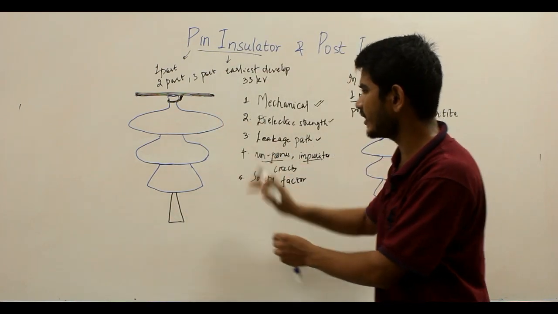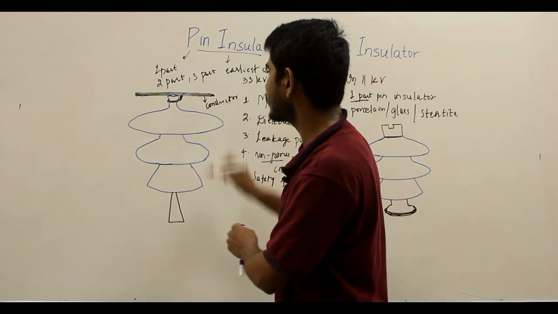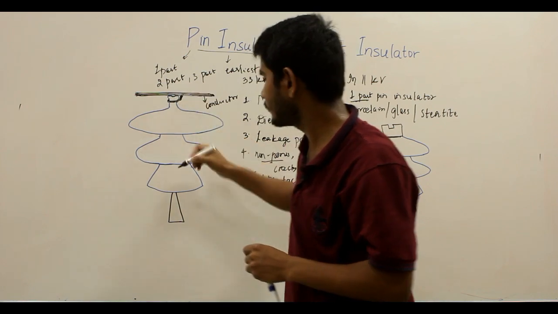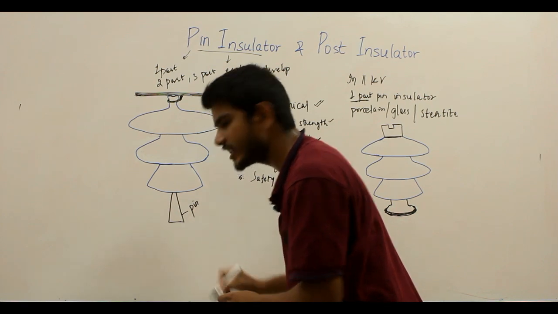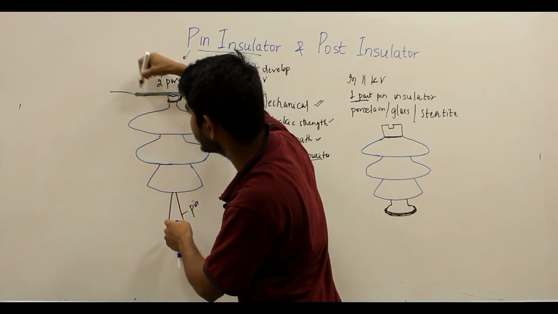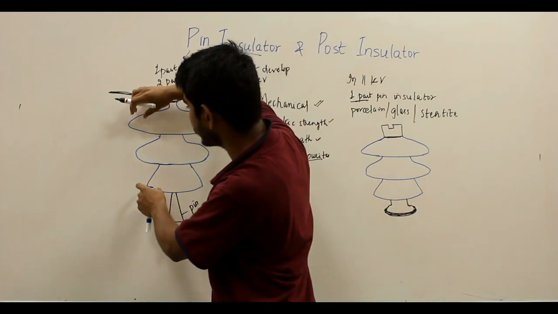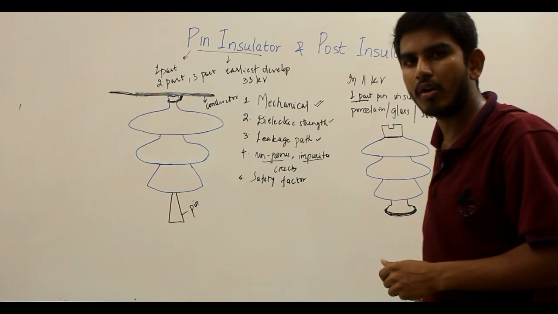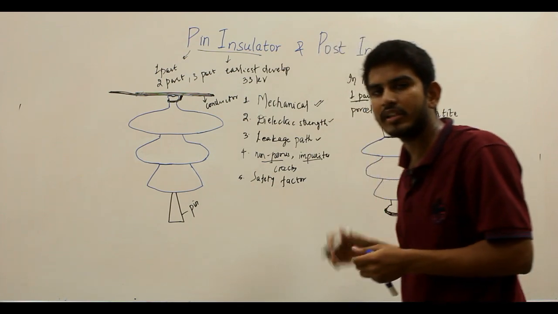So let me say here, this is your conductor, and here I am having a groove on the top end of the pin insulator, and this is my galvanized pin, and these are my rain sheds. So the leakage path is dependent on the vertical surface of the porcelain shells being used, and it is desirable to have a larger vertical surface area to have a lengthy leakage path.